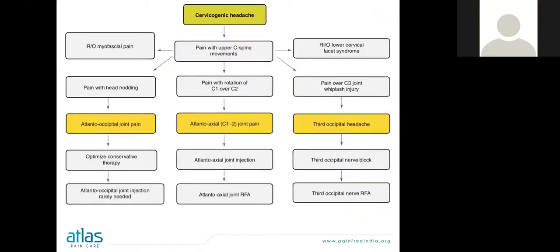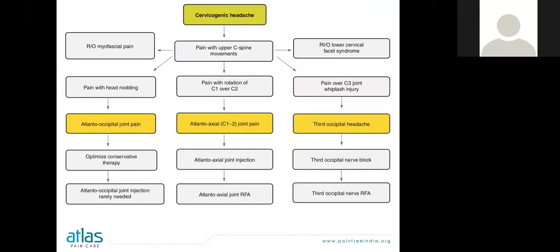Now that's the cervicogenic headache. So there is pain in the upper cervical spine with movements, and that goes up to the head. The first thing you have to rule out, which is the common one, is myofascial pain, because the trapezius, the splenius capitis, the semispinalis capitis, the sternomastoid, everything gets attached to the skull, so it is the commonest one. If you can rule them out, then you look whether the patient gets worse pain with nodding the head, in which case it's atlanto-occipital headache.